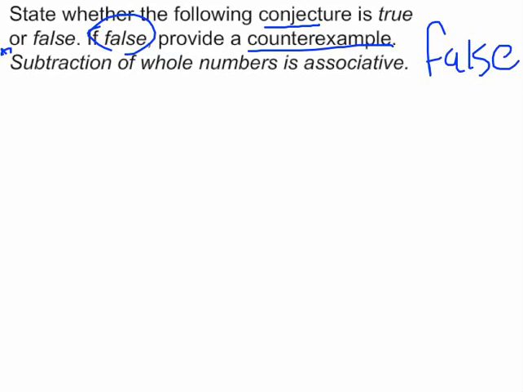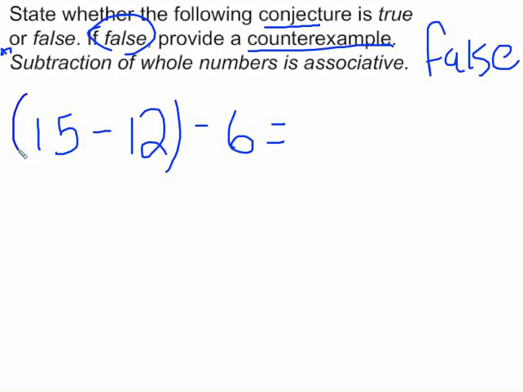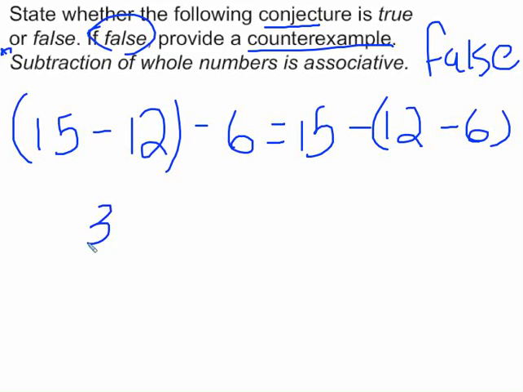Alright, let's try some different numbers. 15 minus 12 minus 6. Is that the same thing if I group as 15 minus 12 minus 6, and let's group the 12 and the 6. 15 minus 12 is 3. 3 minus 6 is negative 3.